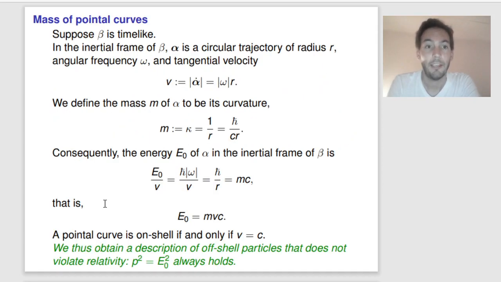Suppose beta is time-like. In the inertial frame of beta, alpha is a circular trajectory of radius r, angular frequency omega, and tangential velocity v. We define the mass m of alpha to be its curvature, 1 over r. Consequently, the energy E naught of alpha in the inertial frame of beta is given by E naught equals mbc. A pointable curve is on shell if and only if v is the speed of light. We thus obtain a description of off-shell particles that does not violate relativity. P squared equals E naught squared always holds.